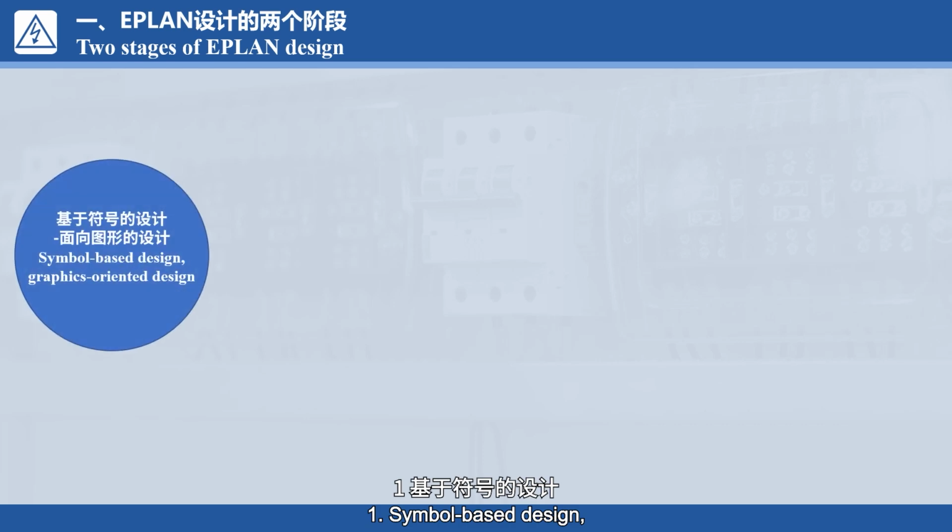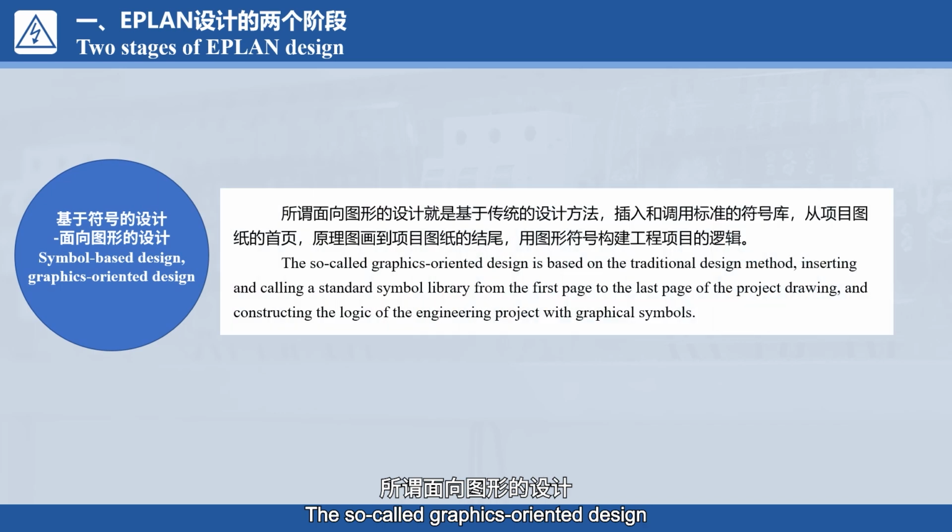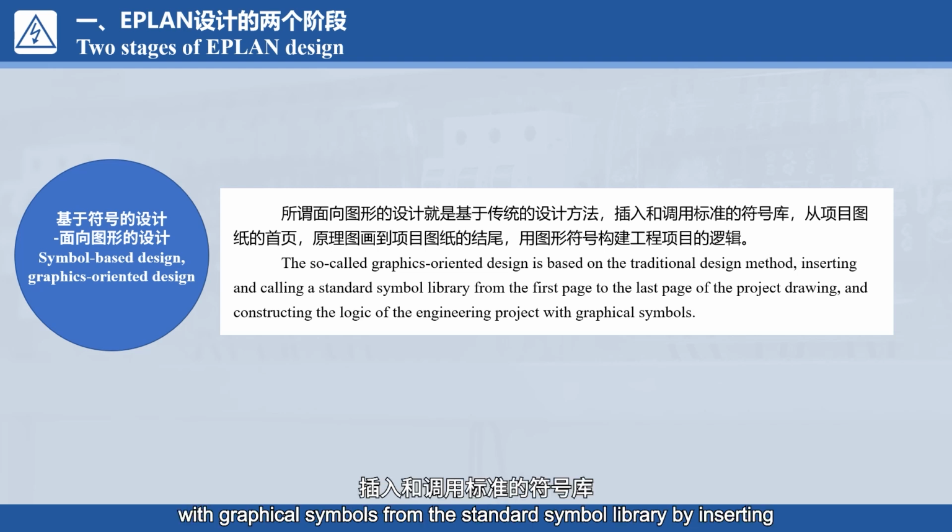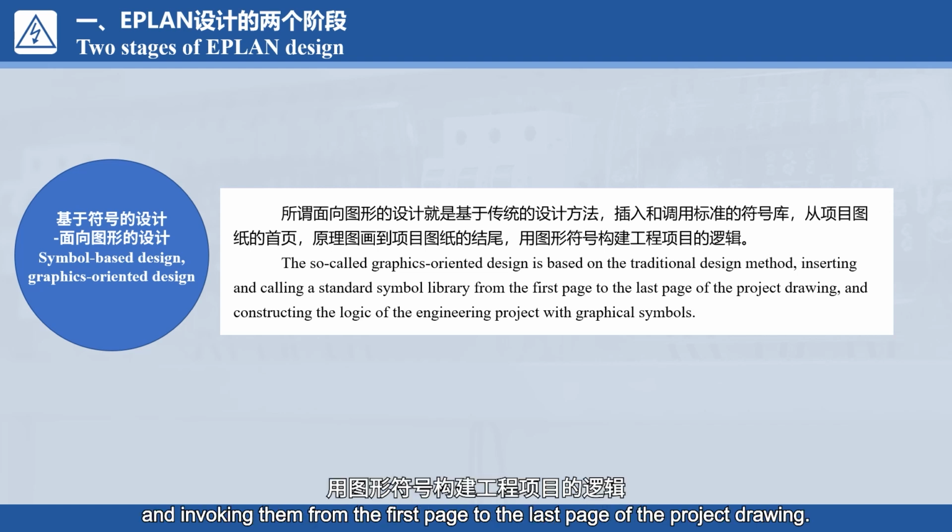1. Symbol-based design, also known as graphics-oriented design. The so-called graphics-oriented design is based on the traditional design method. It is to construct the logic of the engineering project with graphical symbols from the standard symbol library by inserting and invoking them from the first page to the last page of the project drawing.